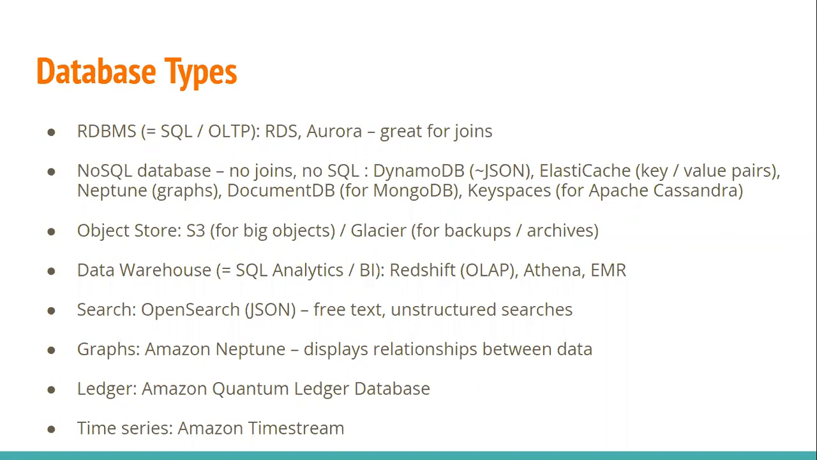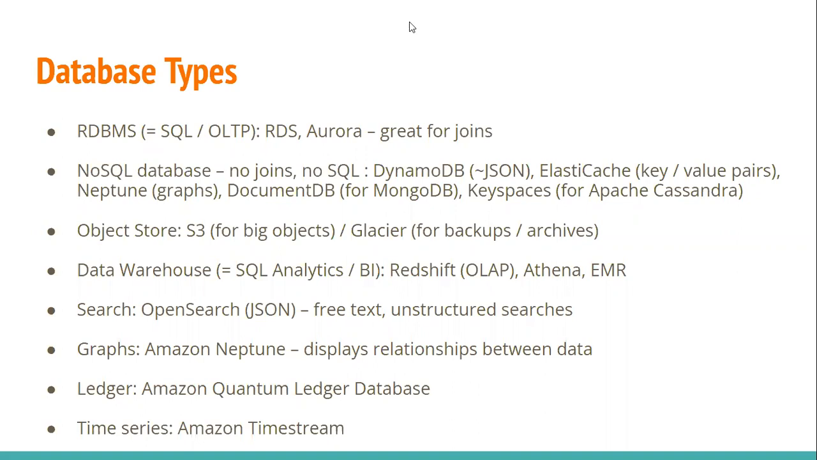So basically these are the database types which you use in your organization as per your requirement. For graphs, we mostly use Amazon Neptune. It displays the relationship between the data, such as the data use case, the query, and the input and output data, right?